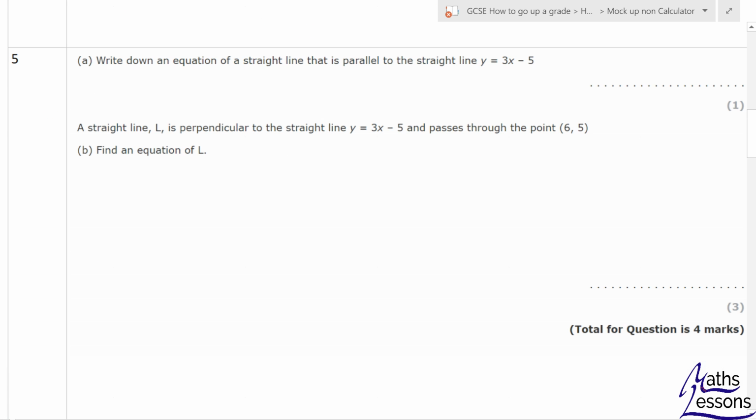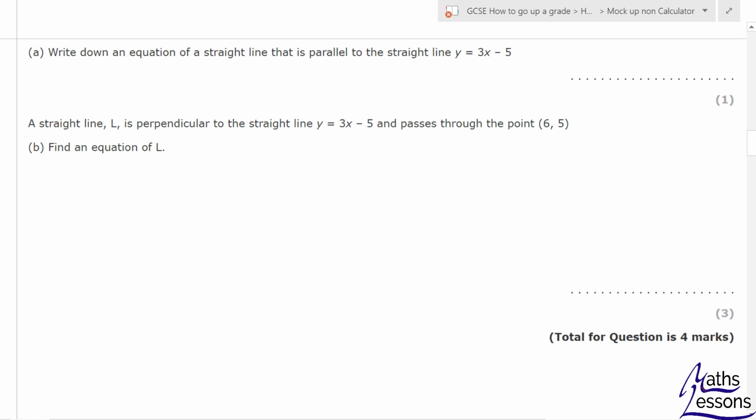Right, let's have a look at this question. Nice little straight line question. I'm going to give you 3 minutes to have a go at this.